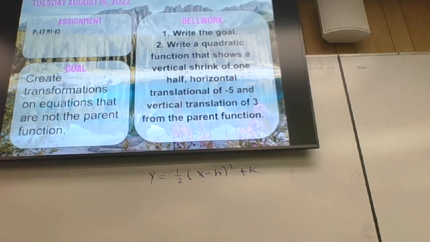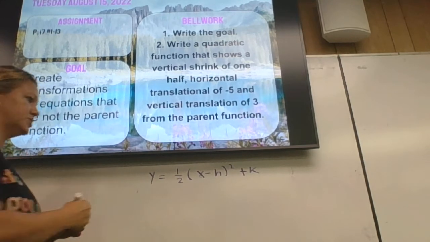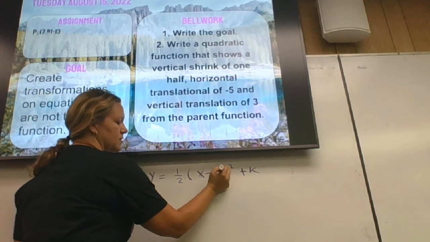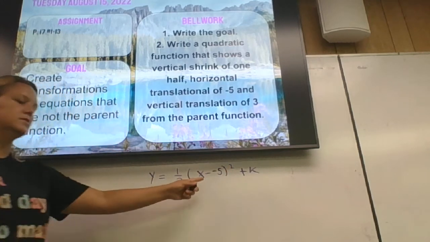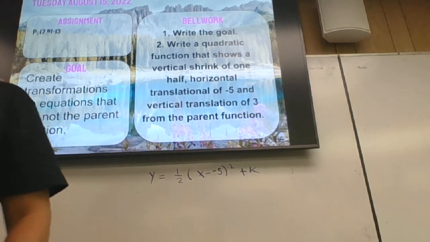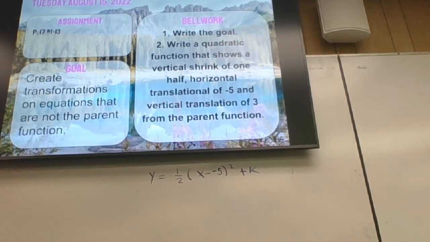Nice. Okay. So a horizontal translation of -5. Where should I put -5? In the H spot or the K spot? H. There it is. Put my -5 in. Yes, let's turn that into a positive. We don't write minus and negative. We're going to turn that into a positive.